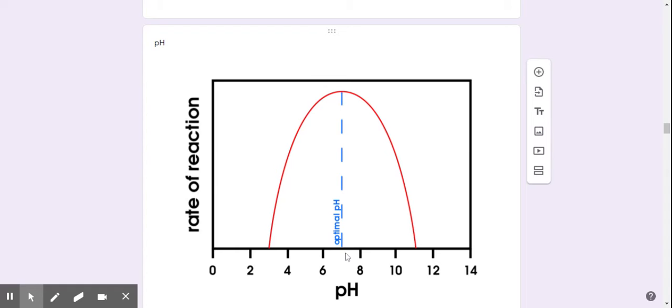Now, what is the optimum pH? Same deal. When we go over here, we can see the optimum pH is about 7. That is the best pH, because optimum means best. We have bigger numbers like 8, 9, 10, and 11. They're not the optimum. They're not the best number. The reaction rate goes down. We also have ones like 3, 4, 5, or 6. They're still not the best, because the reaction rate is not as high as when it is at 7. When it is at 7, that is the best for the reaction rate.